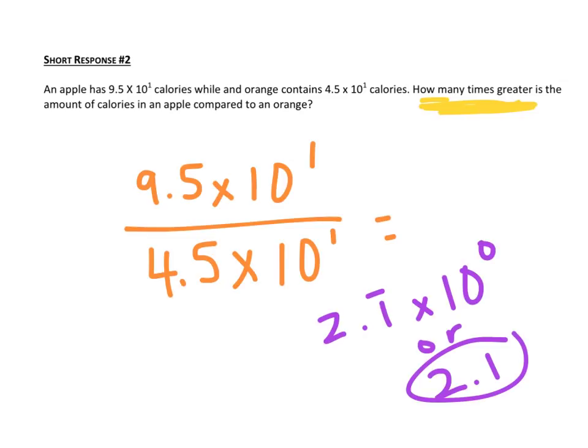Okay, I get an answer of 2.1 repeating times 10 to the 0 power. And remember, 10 to the 0 power is just 1. So my answer is about 2 times as great, or 2.1 times greater.